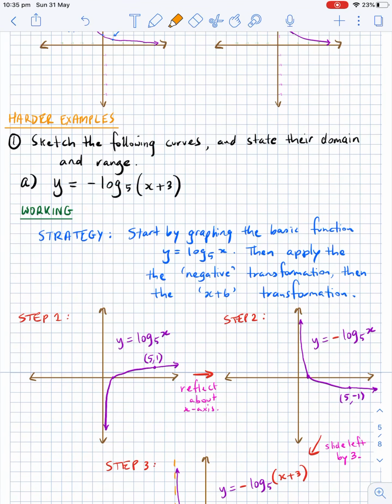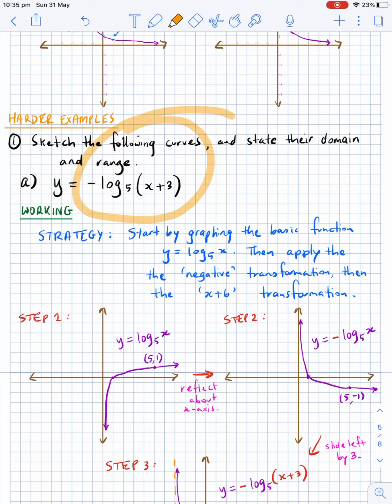Okay, let's just do some harder examples. So sketch the following curves and state their domain and range. So let's have a look at this one right here. So y equals negative log base 5 to the x plus 3.